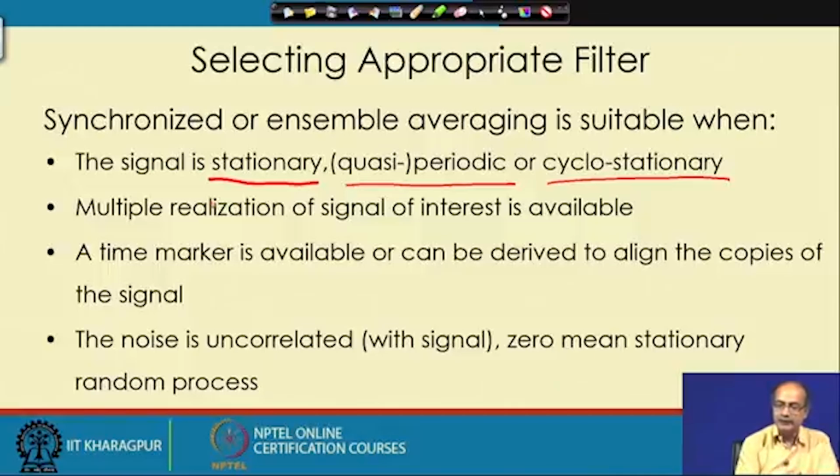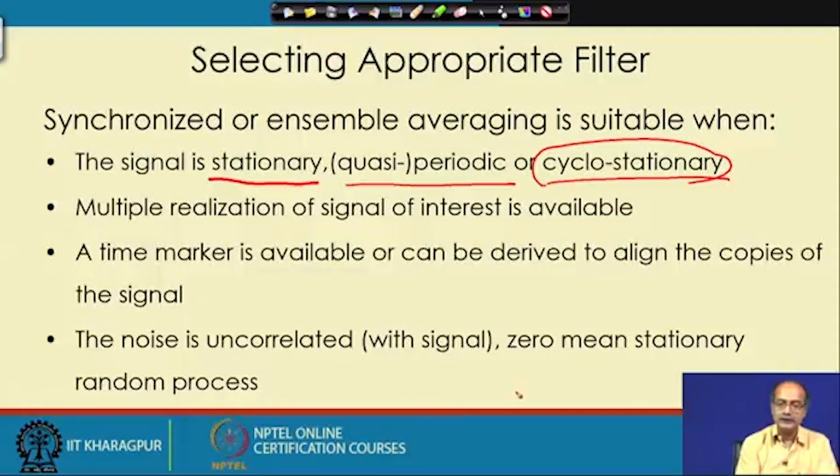And if the autocorrelation functions are periodic in nature, then the signal is called cyclostationary. So if a signal is periodic, then we get this condition of cyclostationarity. So if it is stationary, quasi-stationary or cyclostationary, that condition needs to be fulfilled first.